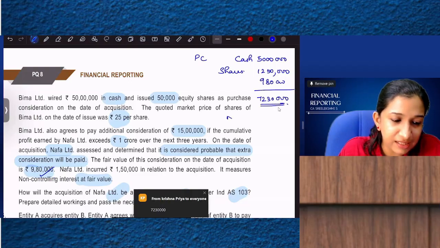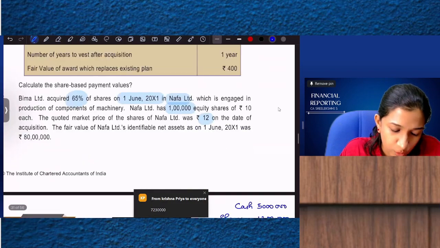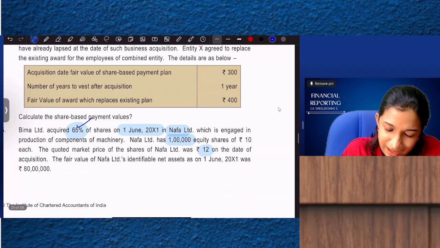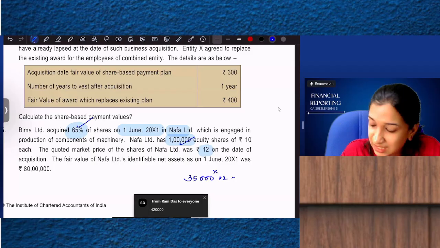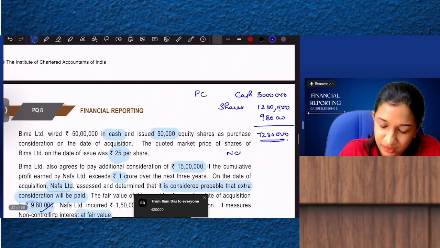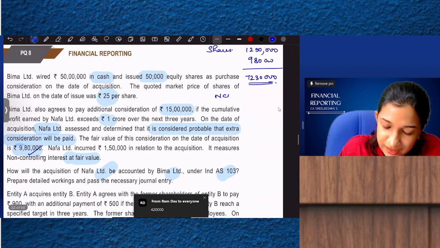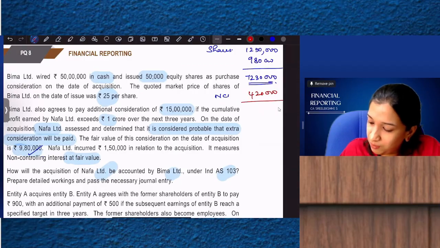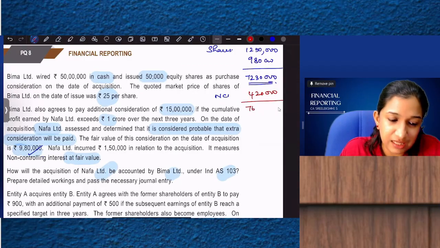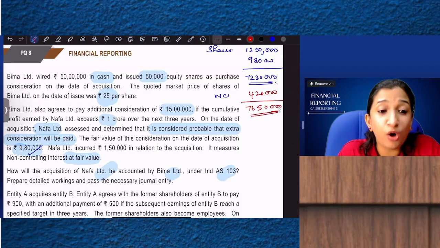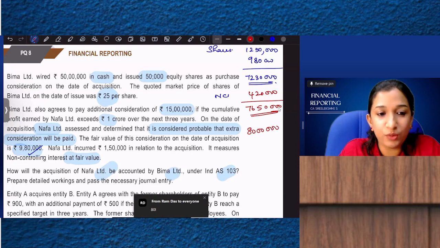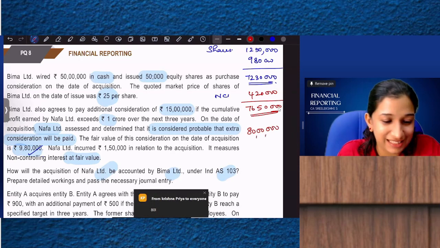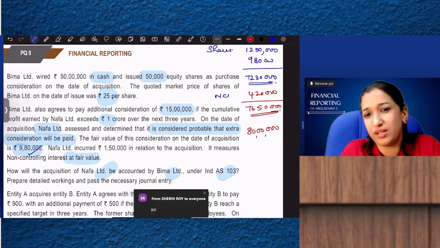Then how much is NCI? We acquired 65% and they have 1 lakh shares. So 35% or 35,000 into 12 is NCI. 4 lakh 20,000 is NCI. So purchase consideration plus NCI is 76 lakh 50,000. And how much is fair value of net assets? 80 lakhs. So resulting in a bargain purchase gain or capital reserve.